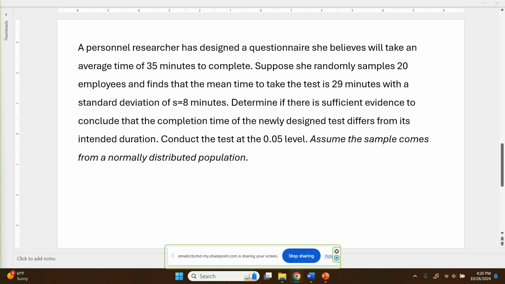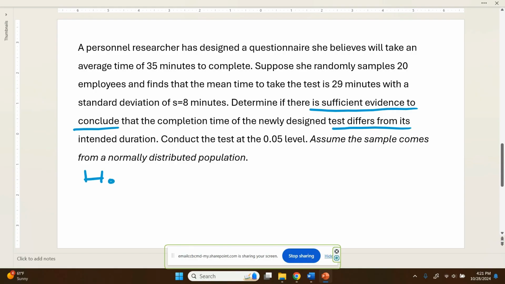Okay, so it appears that we're going to be doing a hypothesis test, and I see this idea of sufficient evidence to conclude, etc. So we're going to need to figure out if this is a mean or proportion. And it looks like we've got quantitative data here. We're measuring time on each person in the sample. And it looks like she only has one sample.